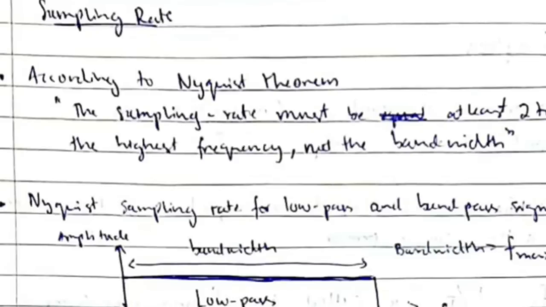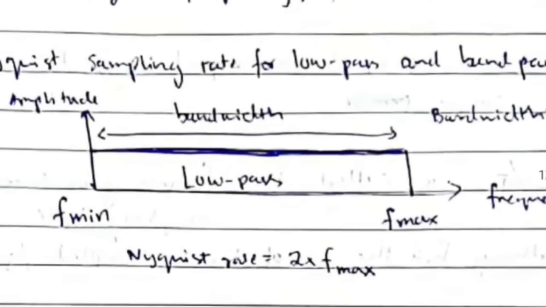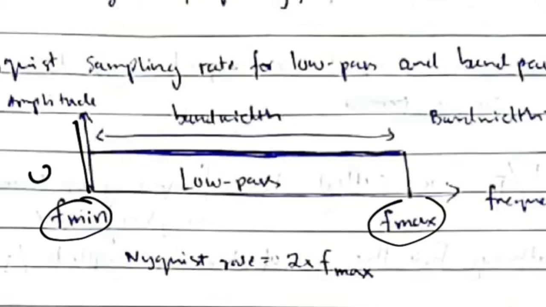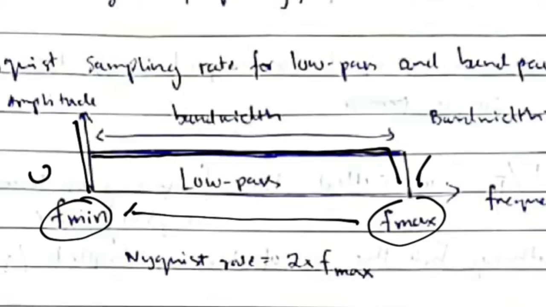After knowing what sampling is, let's talk about the sampling rate. According to the Nyquist theorem, the sampling rate must be at least 2 times the highest frequency, not the bandwidth. Let's understand this with an example. Consider an example where the minimum frequency is 0 and the maximum frequency is here. Now the low pass filter's bandwidth will be the difference between the maximum and the minimum frequency. So this is the bandwidth.